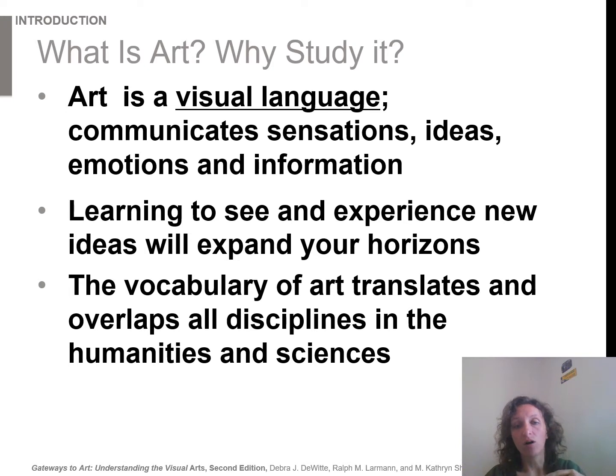So learning about art and learning about it in its context overlaps all of the other disciplines, the humanities and the sciences. Art is that visual language that's about what people see. And it's very easy to use any of this terminology and any of this language that we're going to learn about and overlap it with other things that you study. So hopefully this class might bring greater understanding to some other things that you're exploring in your education.